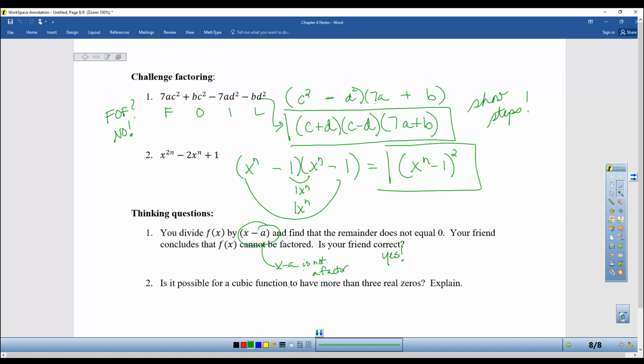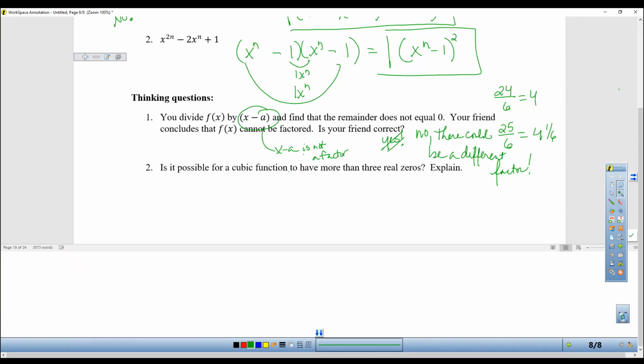Because if x minus a was a factor, then the remainder would be equal to 0. That's what it means to be a factor. 6 is a factor of 24, so there's no remainder. 6 is not a factor of 25, so there is a remainder. But it could just be that they're multiplying by the wrong number. So no, there could be a different factor. So I just thought of that. And that's why it's called a thinking question. So don't answer them too quickly.